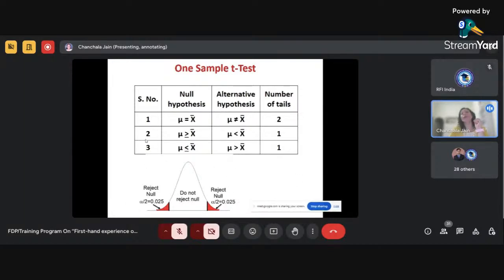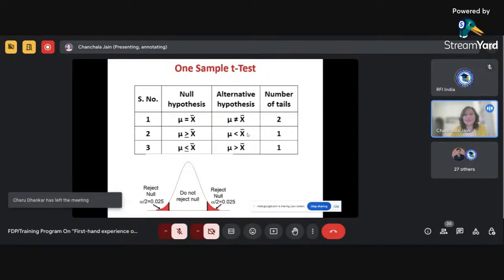Here you can see, when we are talking about the two tail test, the red color on this particular curve is showing the rejection region of your null hypothesis. So you can say this is the first way of formulating the null hypothesis and alternative hypothesis for the two tail test.